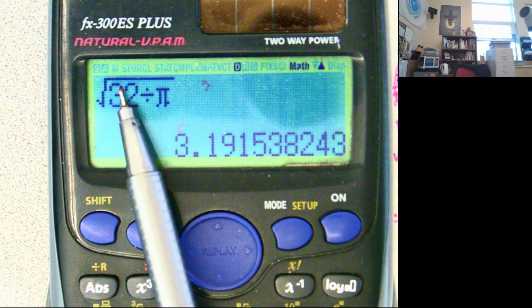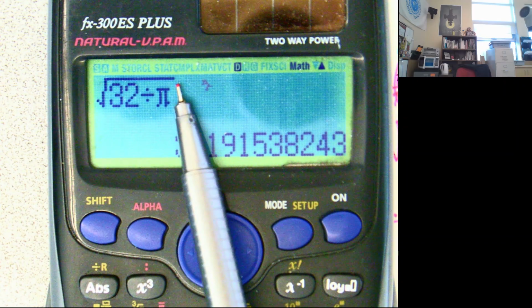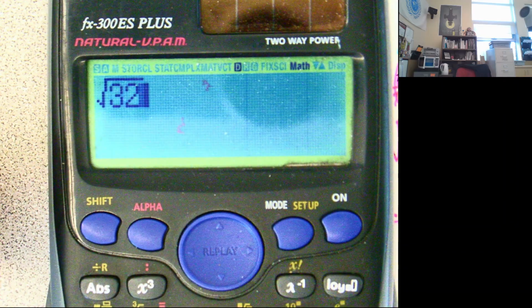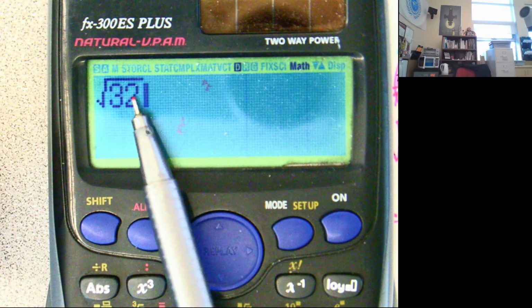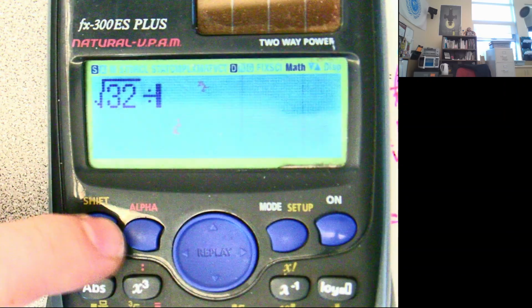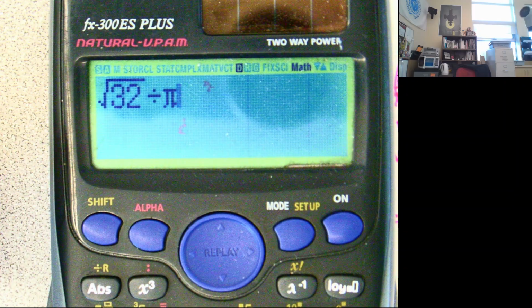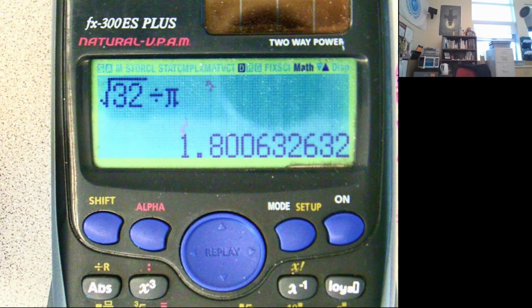Does the line go over top of everything? Okay, then here's what you did. You probably did the square root of 32. Your Casio kicked you out of the root and you divided the thing by pi. Notice how the root does not continue over top of the divide by pi. That's what you got, right?